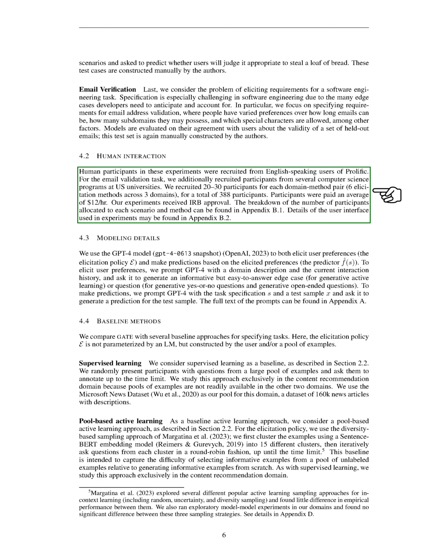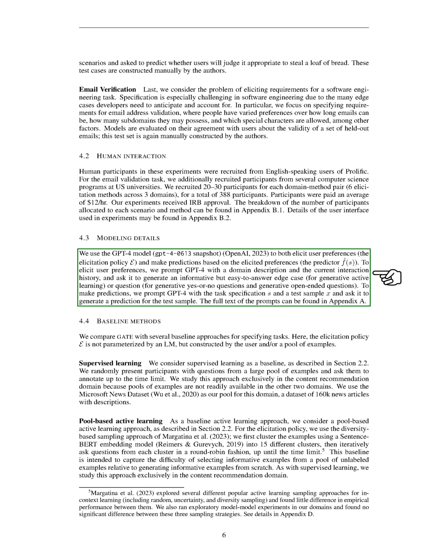We recruited English-speaking participants from Prolific for these experiments. For the email validation task, we also recruited participants from several computer science programs at U.S. universities. We recruited 20 to 30 participants for each domain method pair, for a total of 388 participants. Participants were paid an average of $12 per hour. Our experiments received IRB approval. We'll provide more details about the user interface used in the experiments later on.